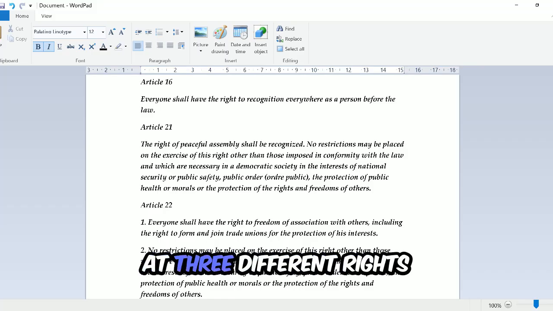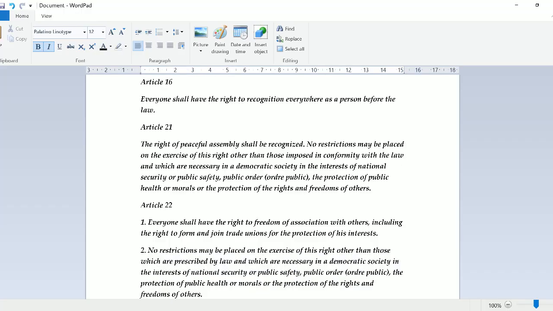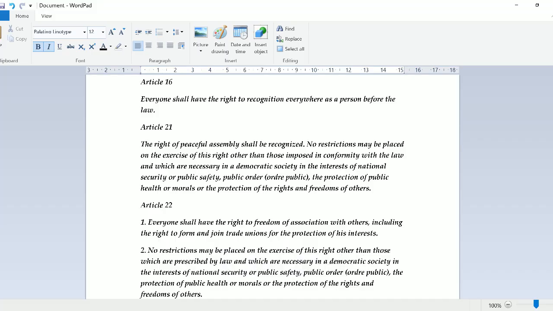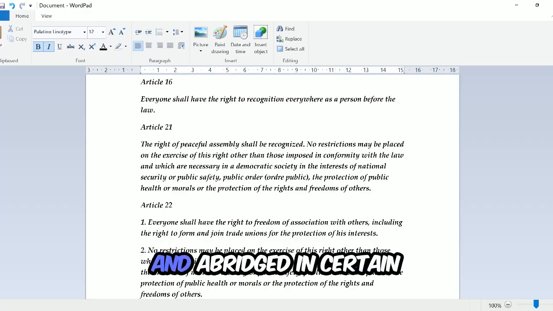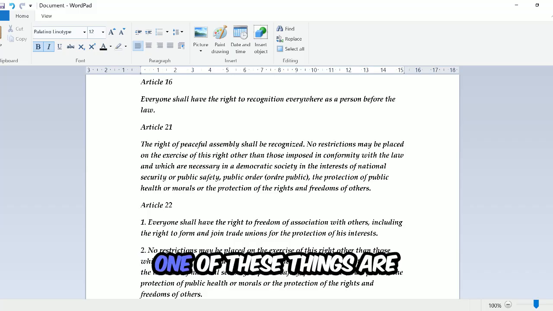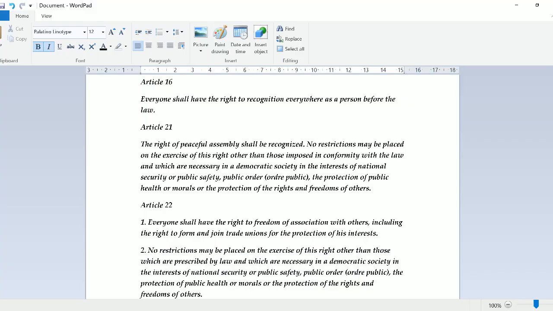So we're looking at three different rights expressed in the ICCPR, and two of them are subject to derogation. Two of them can be limited and abridged in certain conditions, and one cannot. One of these things is not like the other. Can you see which one it is?